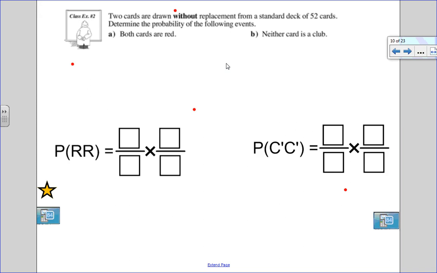So let's try some examples. Two cards are drawn without replacement. As soon as I hear without replacement, those are dependent events because my second card will depend on what my first card was.